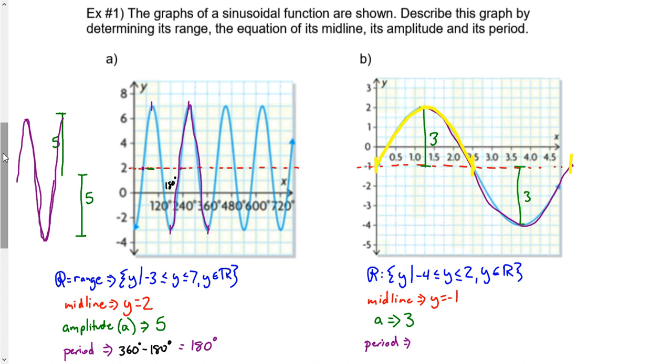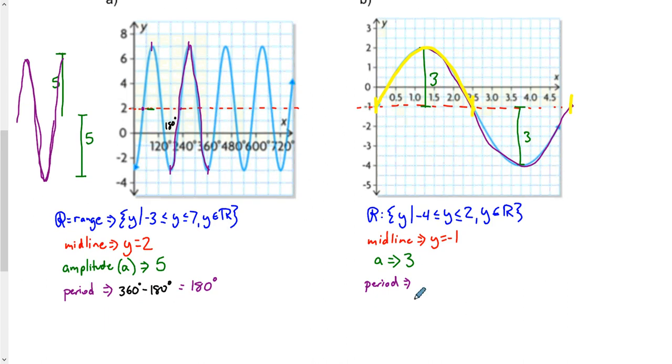In this case, that's 2.5. So 2.5 multiplied by 2 is 5. Our period is 5. And that's it.